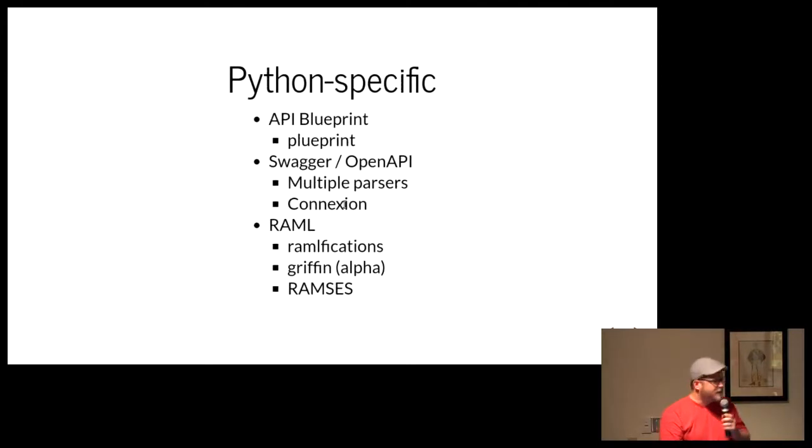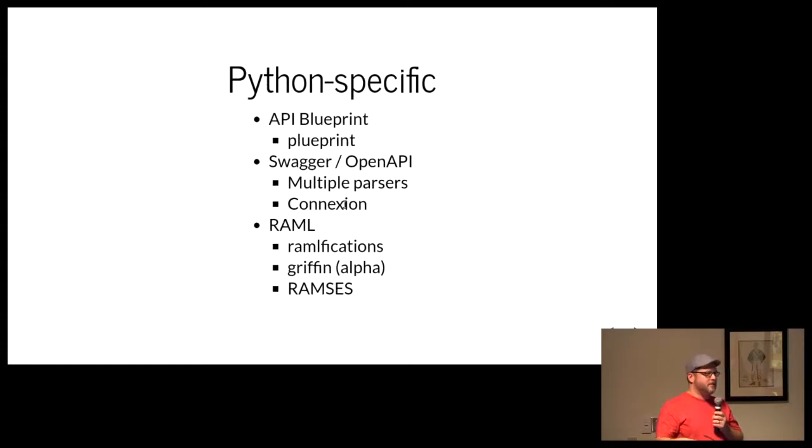Awesome. Okay. So just to wrap up, I wanted to point out some Python specific support for these things. For API Blueprint, there is a parser called Blueprint. And for Swagger or OpenAPI, there are a ton of parsers that have been implemented in Python, and a few of them seem to be just about as popular as each other, so you're going to have to take a look at each of them.